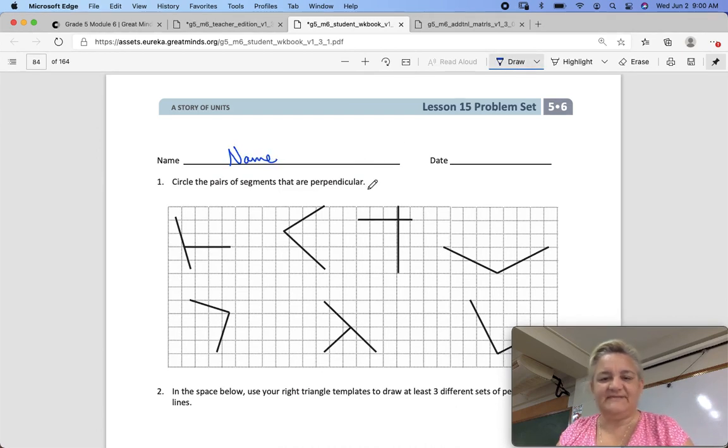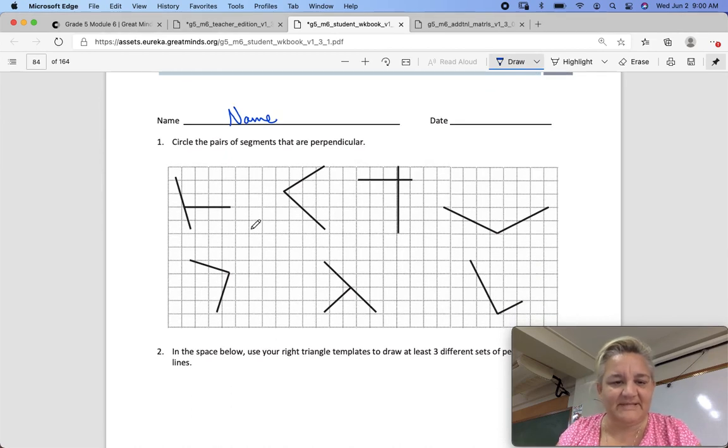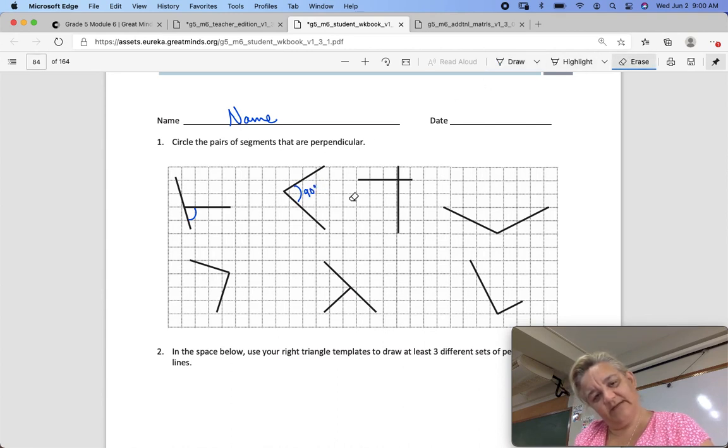Okay, so lesson 15 problem set. Circle the pairs of segments that are perpendicular. First of all, you know that that is not a 90-degree angle, so you know that that is not perpendicular. This one right here, well, almost perpendicular, but I don't think that's a 90-degree angle. If you want to get out your protractor, you could test it, but I'm going to say no.